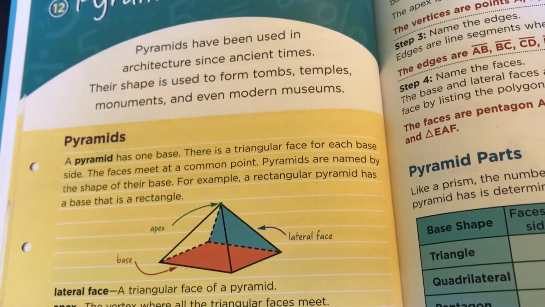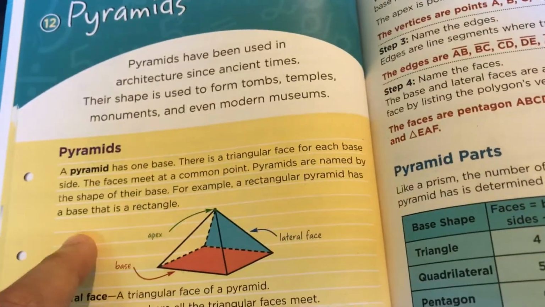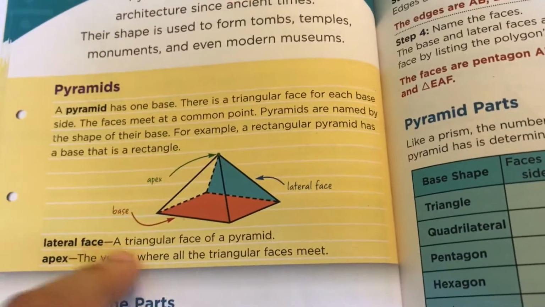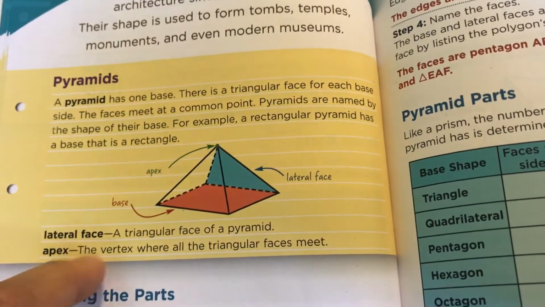Pyramids are named by the shape of their base. For example, a rectangular pyramid has a base that is a rectangle. Base, apex, lateral face. A lateral face is a triangular face of a pyramid. The apex is the vertex where all the triangular faces meet.